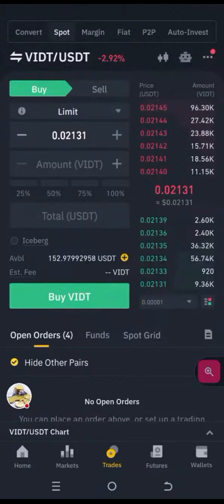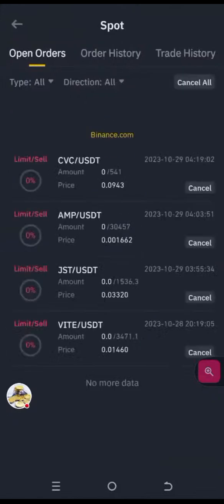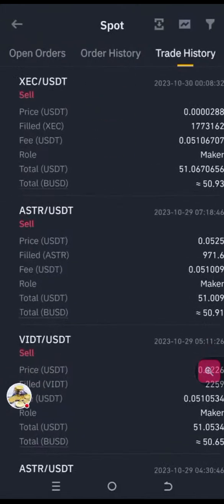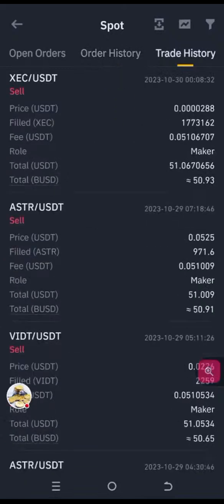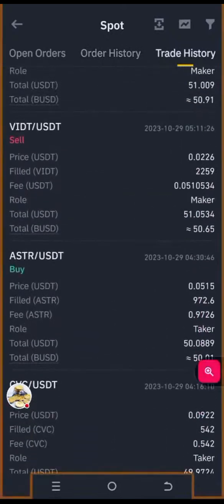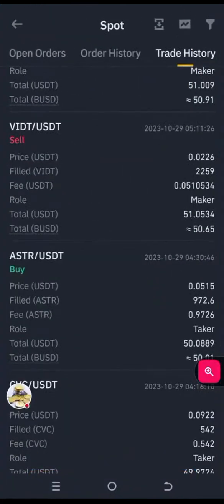We're currently on VIDT, as you can see here, and this trade happened almost 2 hours after we picked the trade. Let me open up the trade history so that we can see it and look at the different points and metrics. Okay, so this is VIDT.